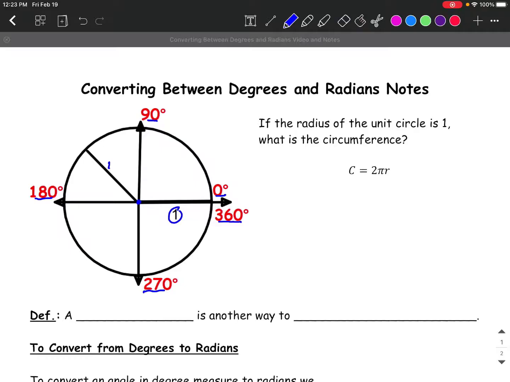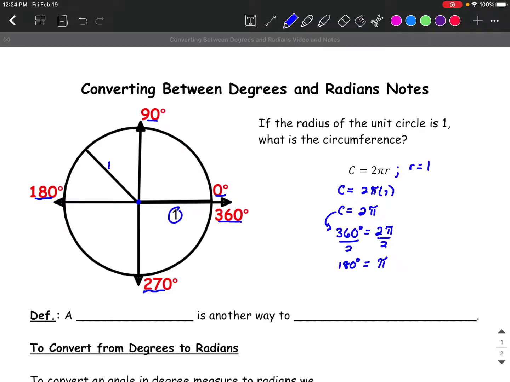Now what I'd like to find first is the circumference of this circle. We know that circumference is 2 pi times the radius, and the radius of the circle is 1. So our circumference is 2 pi times 1, or just 2 pi. But we also know that all the way around a circle is 360 degrees. So 360 degrees is 2 pi. And if I divide both sides of that equation by 2, we know that 180 degrees is pi.